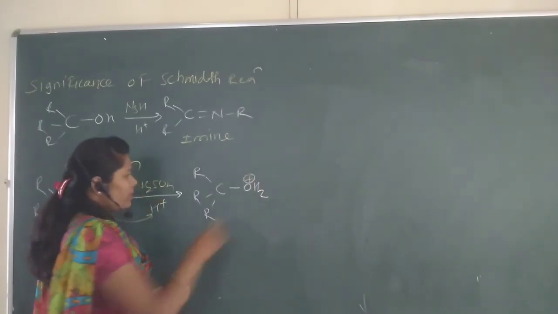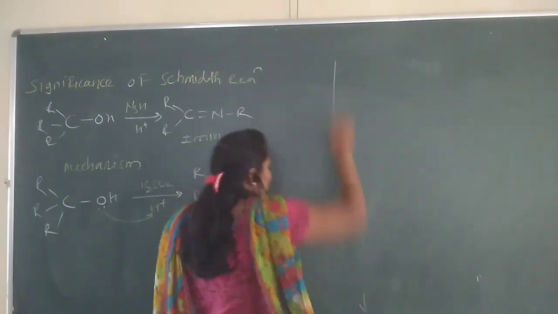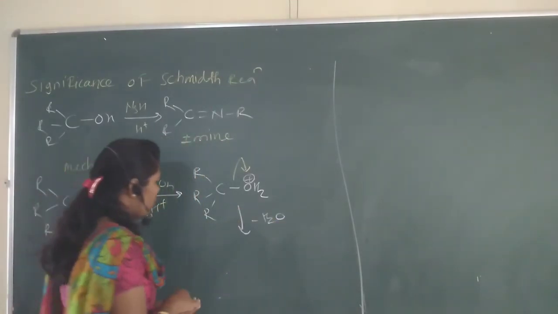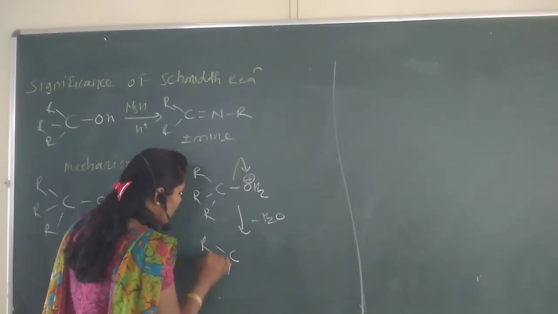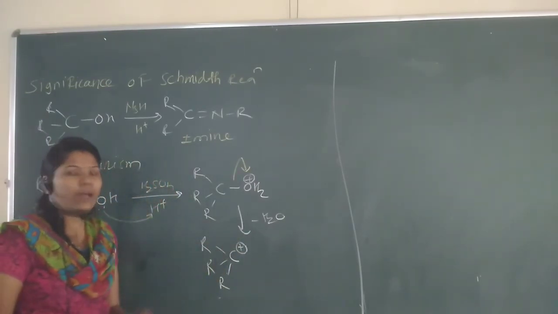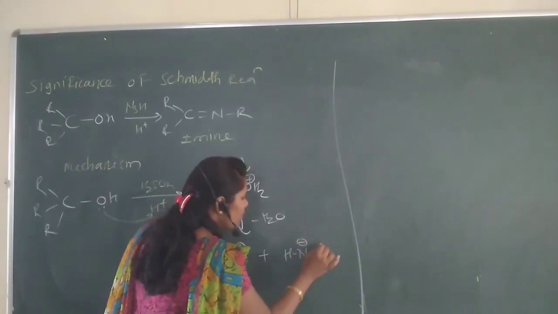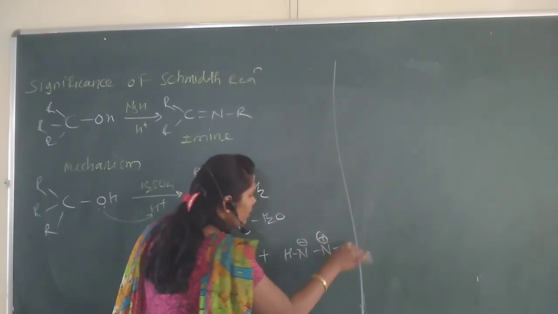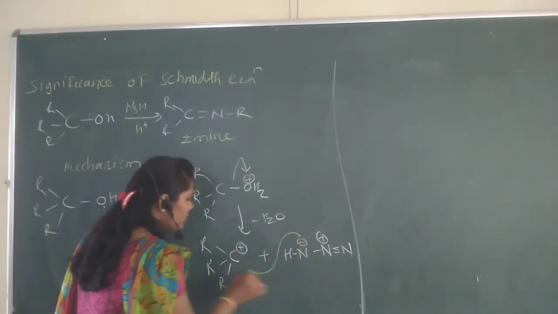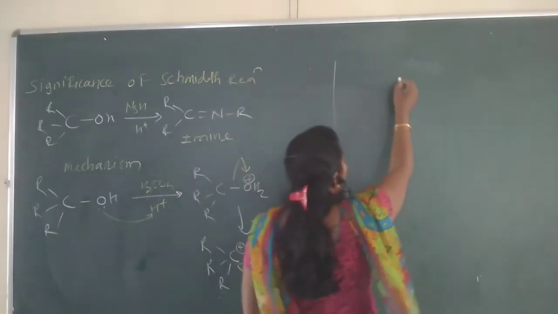R R R C OH2 plus. And that's why here this is the best leaving group, and it gets removed. Okay, this water molecule gets removed, minus H2O, and there is a formation of this type of compound, that is R R R C plus. After the formation of this carbocation, then there is an attack of HN3, the hydrazoic acid, and this attacks this carbon. Okay, then what will be the adduct?